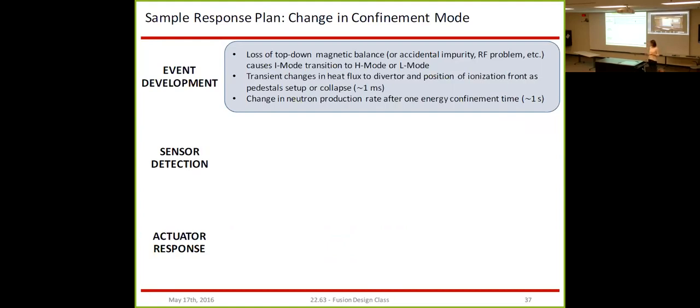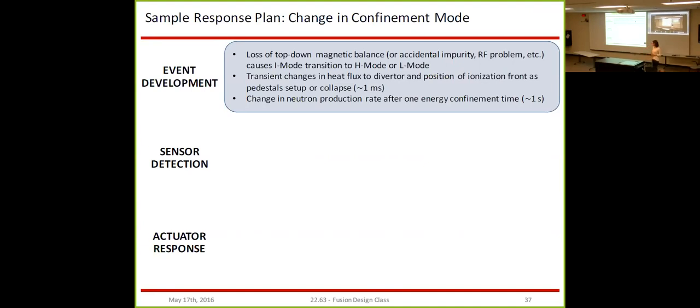The case that we're going to focus on here is that you somehow get a top-down magnetic imbalance in your configuration, which leads you to lose the I mode. You could also lose the I mode for other reasons, including an accidental impurity that flies off the wall, or an RF problem. You can imagine many other circumstances, I'm sure. Now, when you lose your I mode, a lot of things will happen in your plasma.